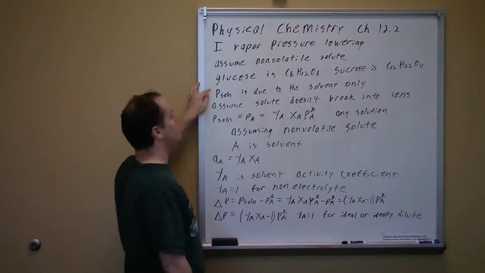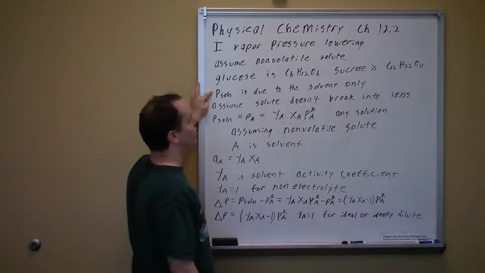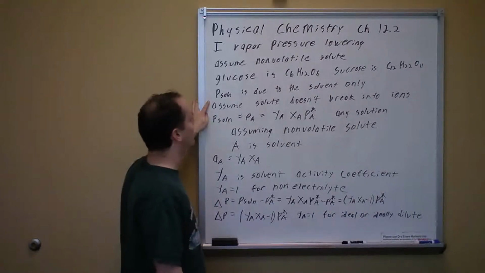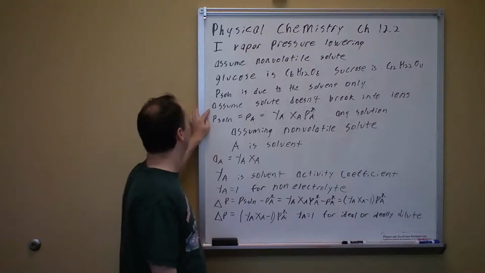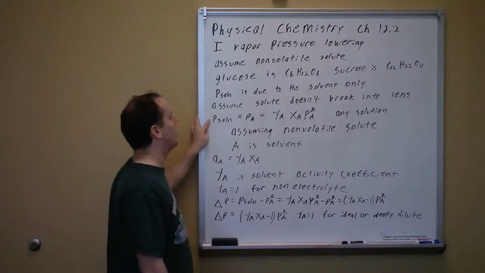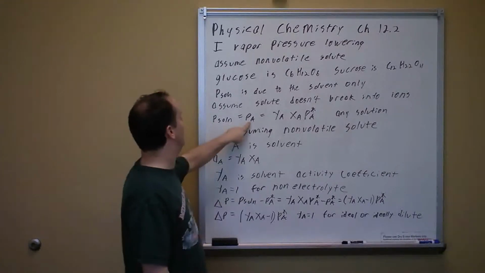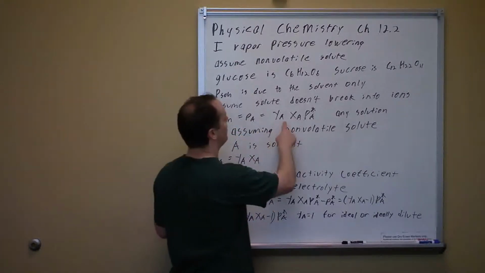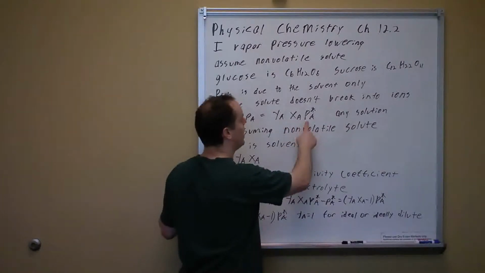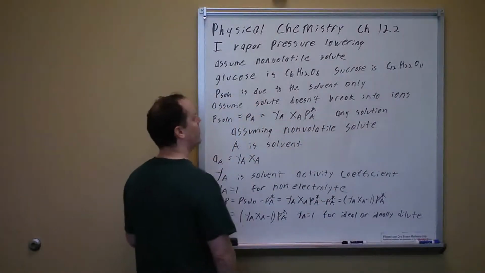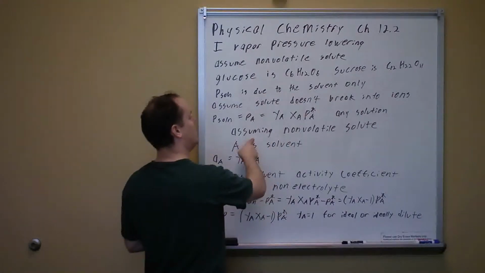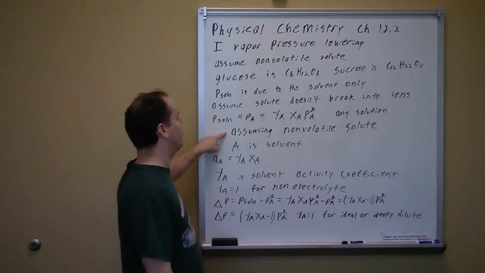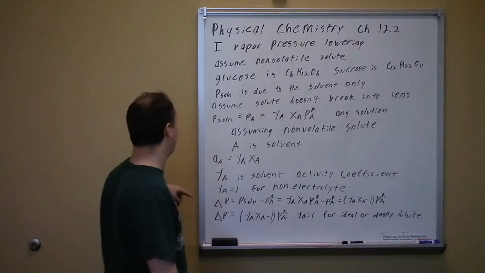Anyway, so the pressure of the solution, therefore, is due to the solvent only. Now, for now, just to make things simpler, we're going to assume that the solute doesn't break into ions. So again, that's why we're using sugars as an example. So the pressure of the solution is just equal to the pressure of our solvent, and that's going to be equal to gamma of the solvent times the mole fraction of the solvent times PA star. Remember, star means unmixed. And of course, this formula is going to be for any solution as long as we have a non-volatile solute. And of course, A would be the solvent.